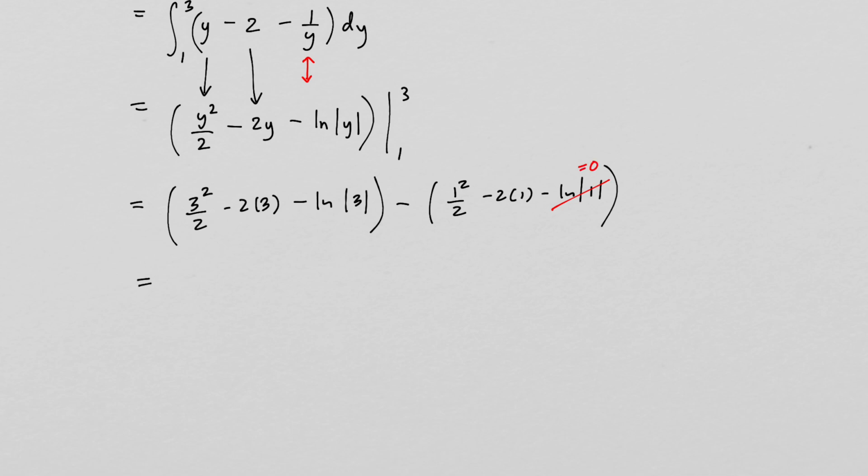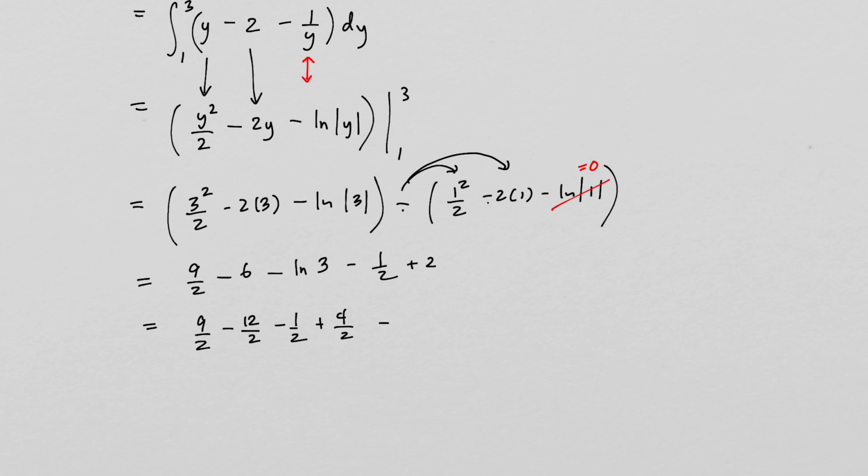And this becomes 9 over 2 minus 6 minus the natural log of absolute value of 3 is 3 minus 1 over 2, minus becomes a plus. 2 times 1 is 2. And what we have is 9 over 2 minus 12 over 2 minus 1 over 2 plus 4 over 2 minus the natural log of 3. So I'm just adding up these four numbers, getting a common denominator. And that common denominator is 2.